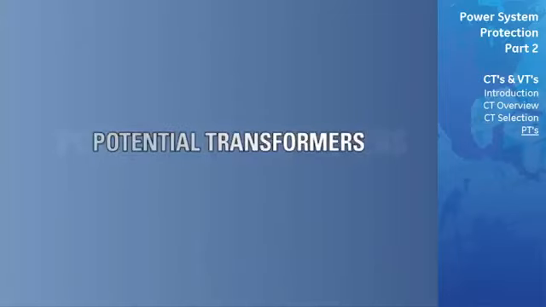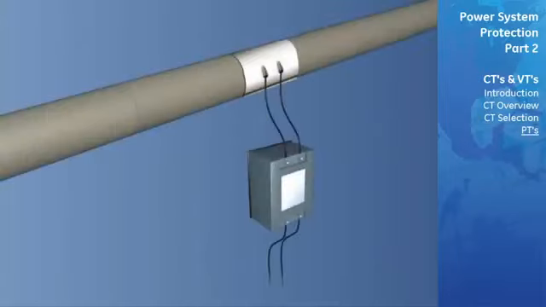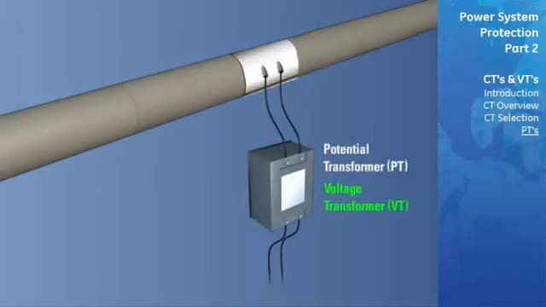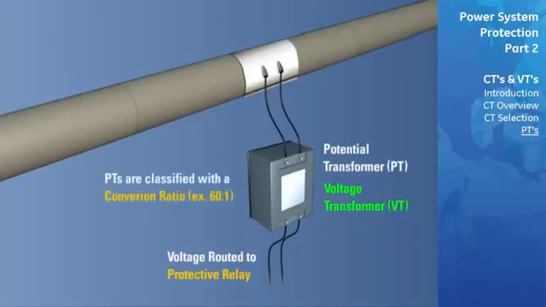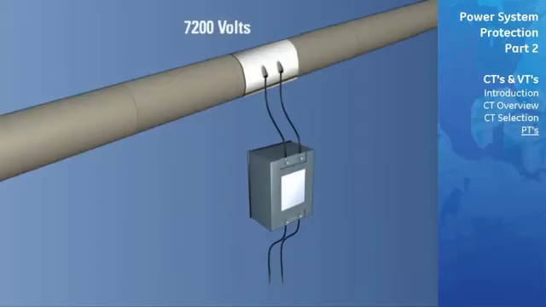Potential transformers. The next type of transformer we will cover is the potential transformer symbolized as PT, or sometimes known as voltage transformers symbolized as VT. Similar to current transformers, potential transformers scale down the voltage passed through them, as opposed to the previously mentioned current. The scaled-down voltage is then routed to a protective relay for measurement. Also as in current, a PT is classified with a conversion ratio indicating the amount the primary voltage is scaled down. For example, 60 to 1 scales the primary voltage down to 120 volts.